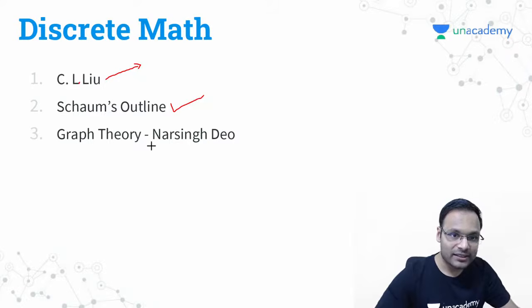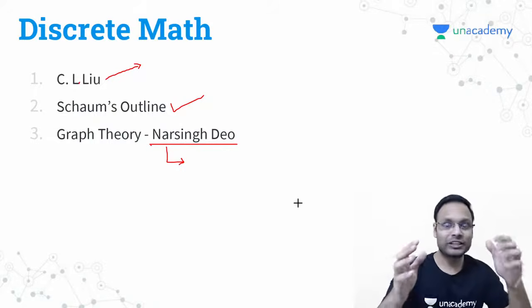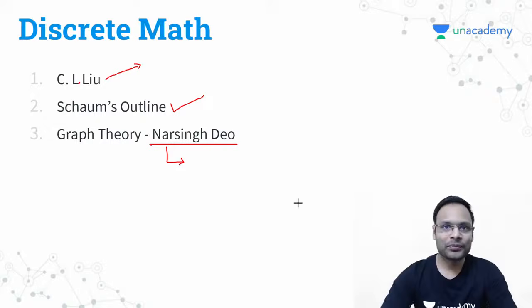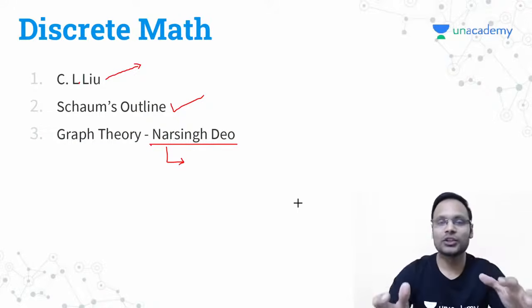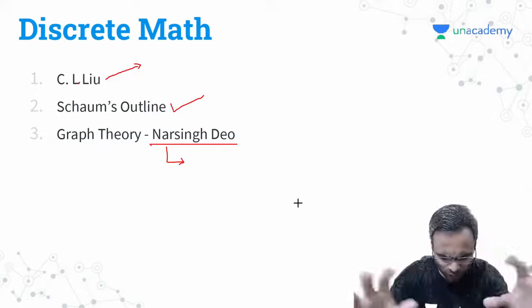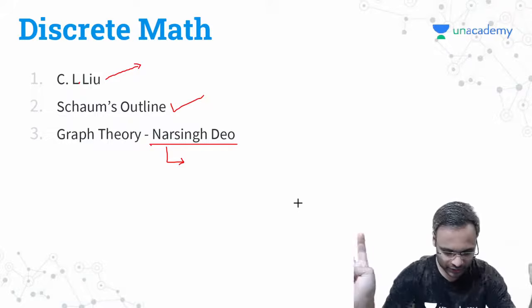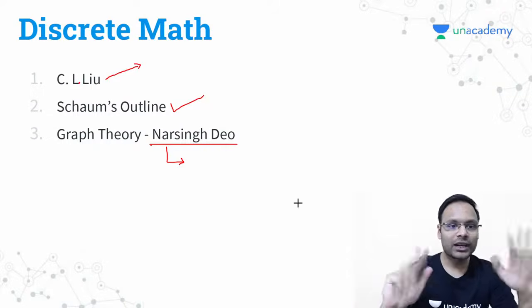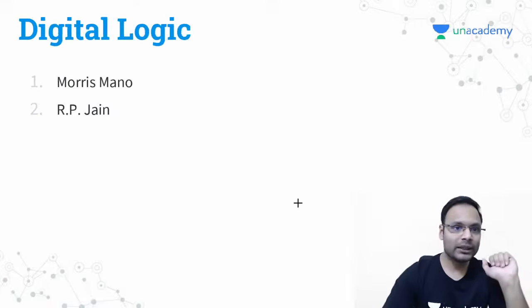And for graph theory, Narsingh Deo is a really good book. From Narsingh Deo, you will get lots of one-liner statements which can be asked in the GATE exam directly. Like theorems, there are a lot of theorems in graph theory that you need to remember. Okay, fine. So these kinds of books you can follow from here.